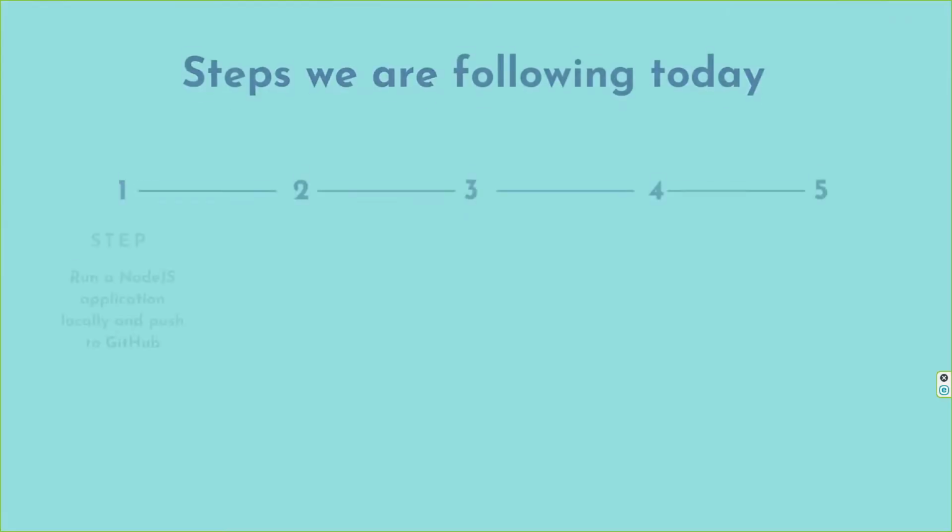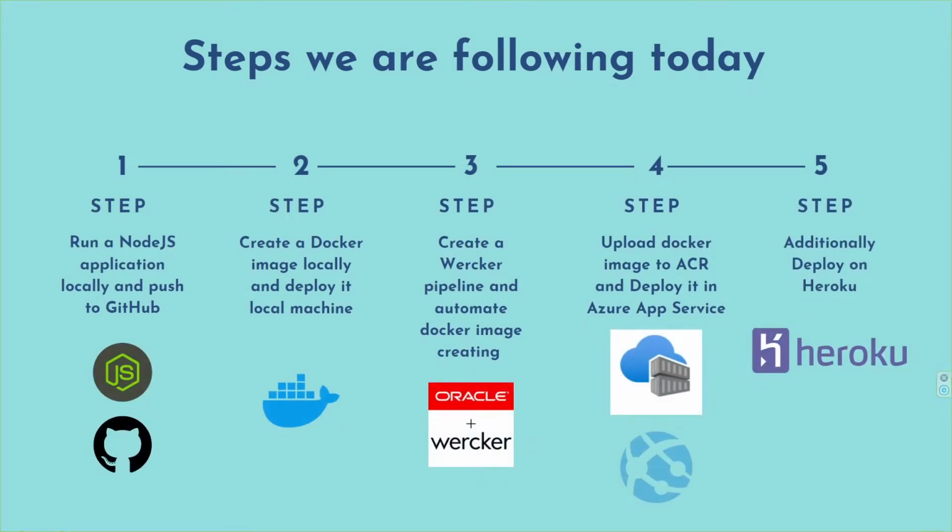So let's move on. Here you can see the steps that we are going to follow today. We have 5 steps. In the first step, I'm going to run a Node.js application locally that I have implemented already and push the source code into GitHub. Then let's see how to create a Docker image locally and deploy it on our local machine. Then let's create a Docker pipeline and automate the Docker image creation and also upload the Docker image to the ACR. After uploading the image to the ACR, let's see how to deploy our application on Azure App Service.